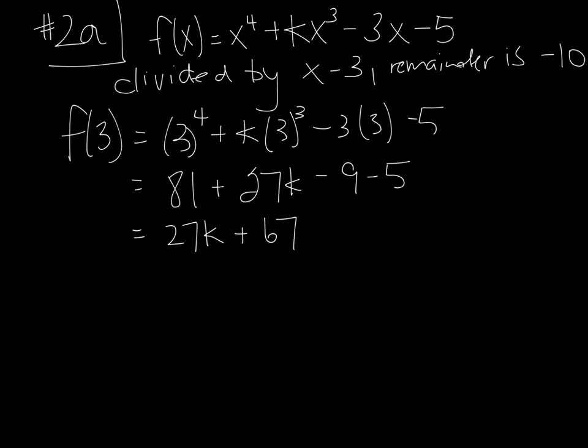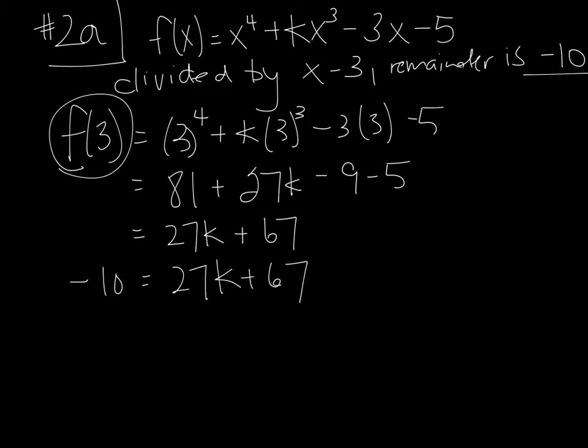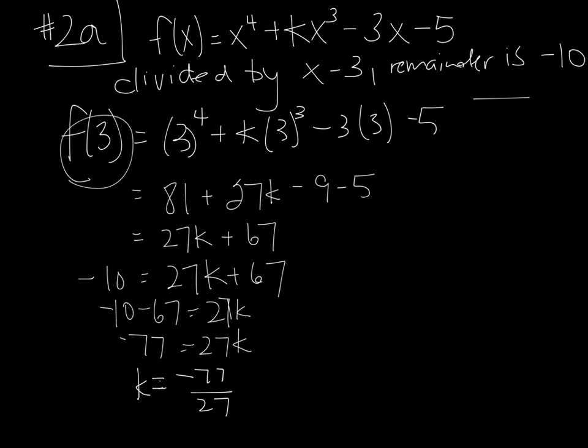After simplifying, I end up with 27k plus 67. But if you recall, the remainder, when I substitute 3, is negative 10. So I need to make negative 10 equal to this expression that I have with k in it. And then I'm going to solve that. Therefore, the value of k is negative 77 over 27.